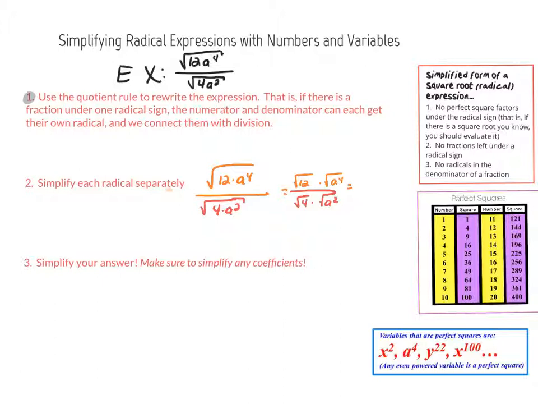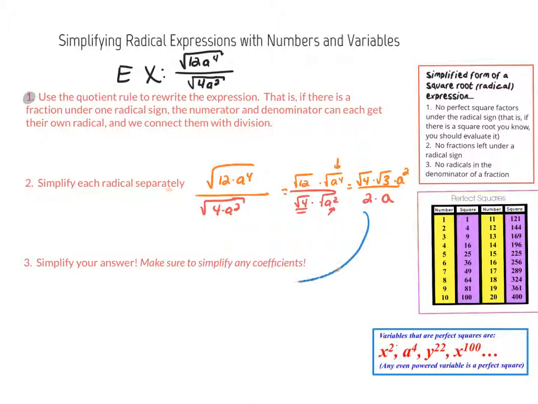Now on top, I'm going to rewrite the square root of 12 as the square root of 4 times the square root of 3. And a to the 4th is a perfect square because it has an even exponent. So I know that a squared times itself would have given me a to the 4th power. On the bottom, 4 is a perfect square, so that's 2. And a squared is already a perfect square because of the even exponent. So what times itself would be a squared? That would just be a.